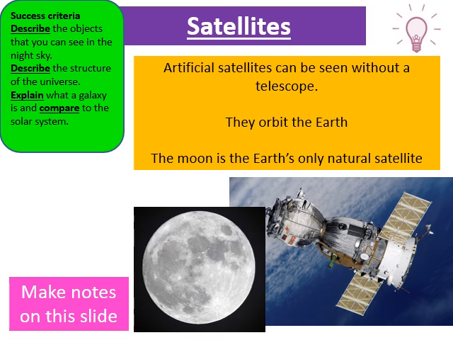One of the objects then that can be seen in the night sky are satellites. So there's artificial satellites that can sometimes be seen without a telescope. They orbit the Earth. And then there is also the moon, which is the Earth's only natural satellite.